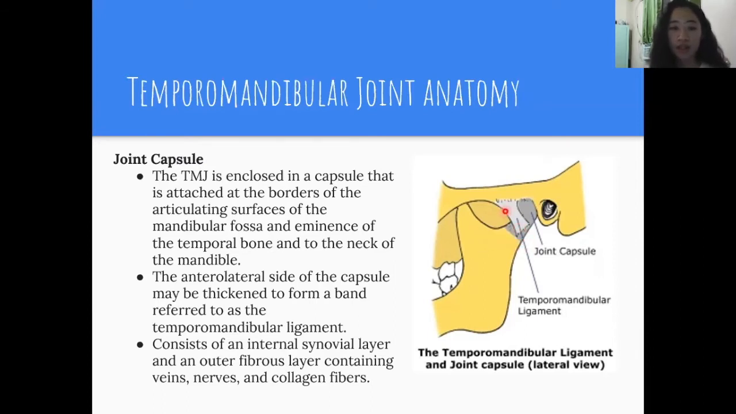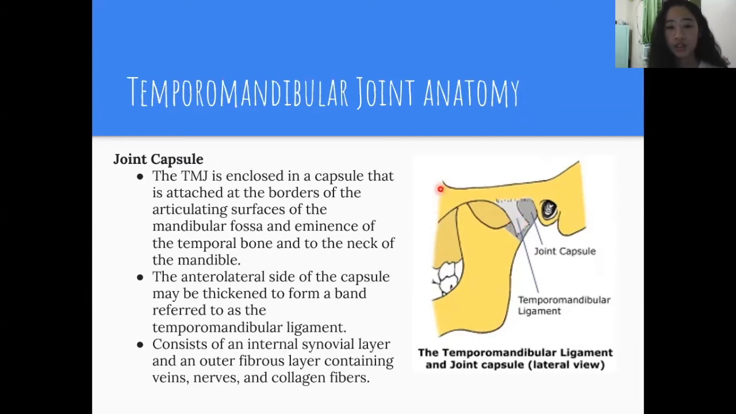The anterolateral side of the capsule may also be thickened to form a band called the temporomandibular ligament, or sometimes called the lateral ligament. This ligament prevents the excessive retraction or moving backward of the mandible, a situation that might lead to problems with the joint.